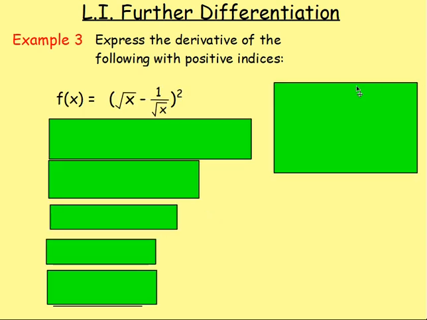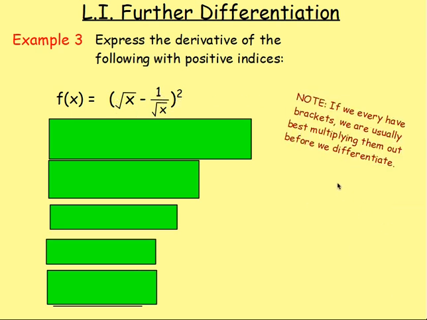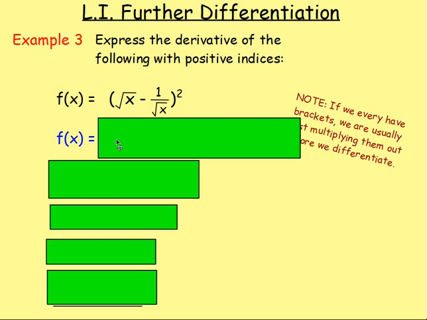One more example, number 3. Express the derivative of the following, again with positive indices. So we've got f of x equals the square root of x minus 1 over root x, all squared. Now whenever you have brackets and something is squared, you are best multiplying it out first of all. So multiplying out the brackets here, you still have f of x.